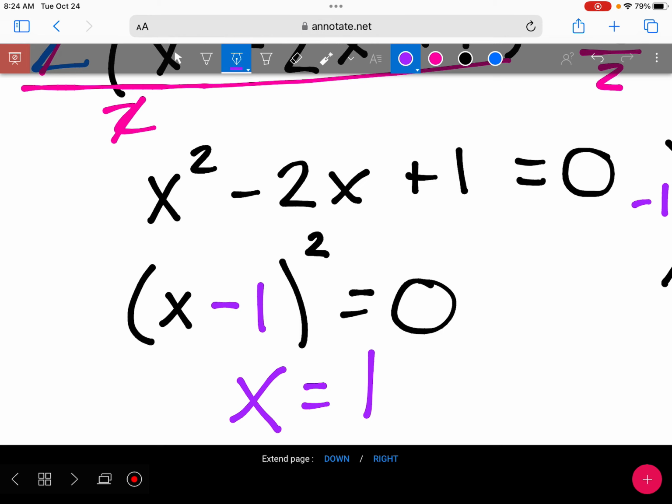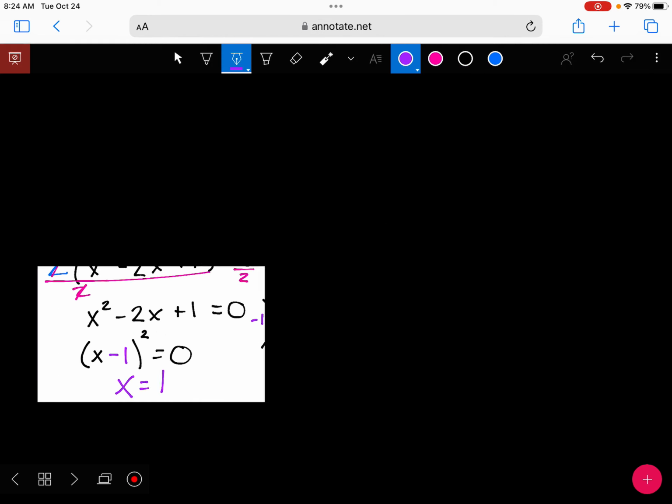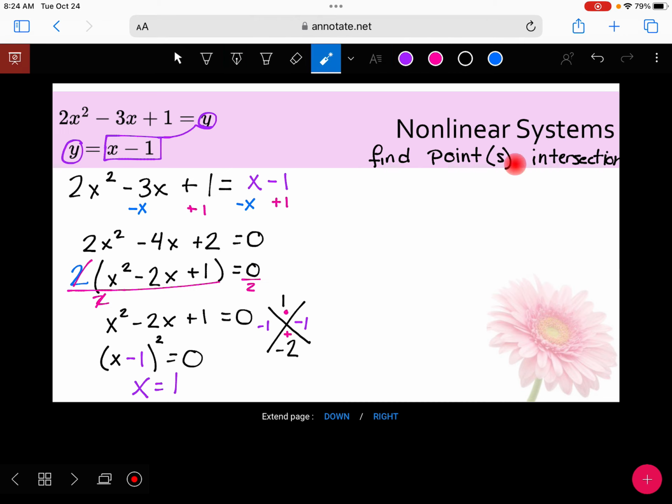But that's not our whole answer, because remember, we are looking for the point of intersection, the point where they cross, which means I need to find the y value. And I have two equations that I can use up here. You can use the top one if you want to, but the bottom one's way simpler.